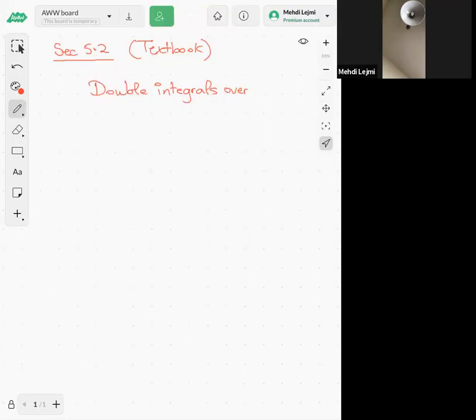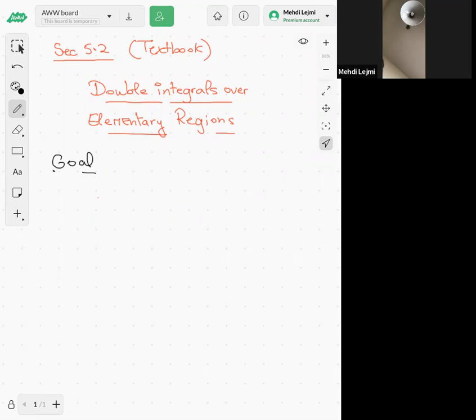So over elementary regions. So again, the idea, guys, here is, so first we defined double integrals over rectangles. So now the goal is to extend the definition of double integrals over rectangles to double integrals over elementary regions. Okay, so that's what we are doing now, right? So this is the goal.